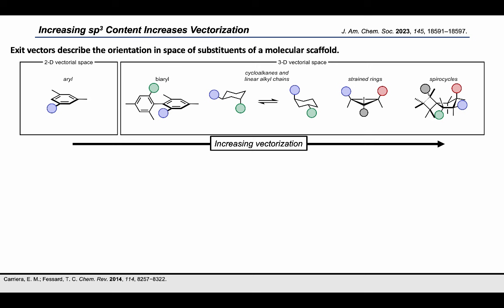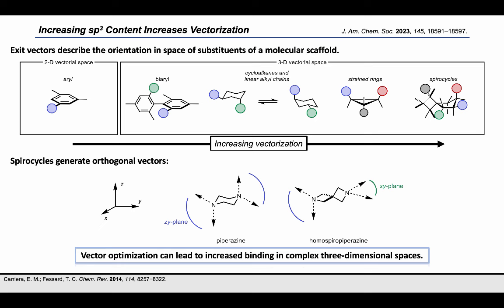For example, if we consider piperazine and its spirocyclic analog, homospiropiperazine, we can see that for piperazine, substituents off of the nitrogen atoms would occupy the same ZY plane. When we introduce a spirocyclic ring fusion, we generate orthogonal vectors, as shown by substituents off of the nitrogen atoms in homospiropiperazine now occupying the ZY and XY planes, while maintaining a similar distance between the nitrogen atoms when compared to piperazine. This strategy allows for fine-tuning of the orientation of substituents for vector optimization, which can be leveraged to pre-organize substituents to maximize binding in complex biological contexts, such as in the active site of an enzyme.